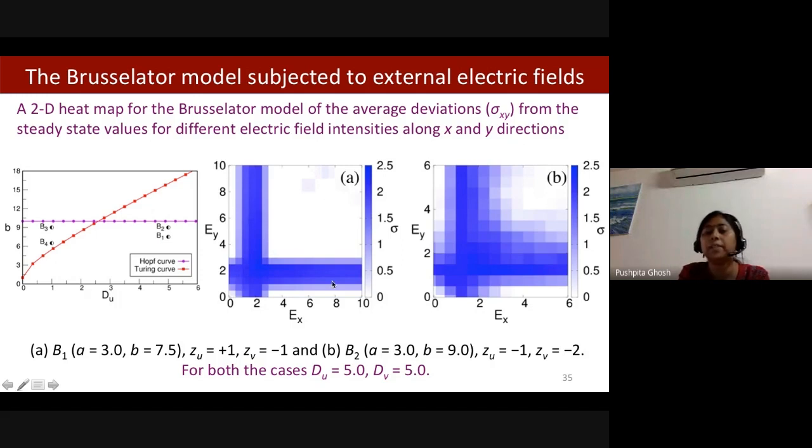So it is very clear that we have a limited region where you could realize the patterns, and that's also corroborated with the numerical analysis where we don't realize the patterns.